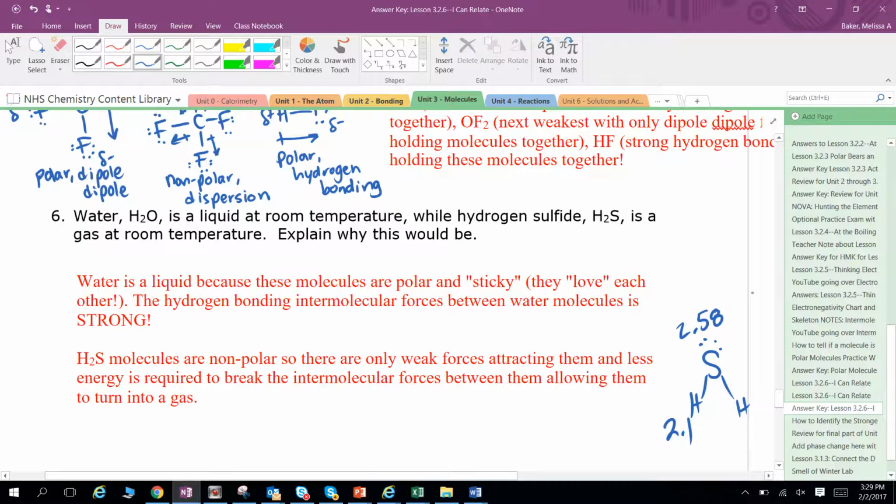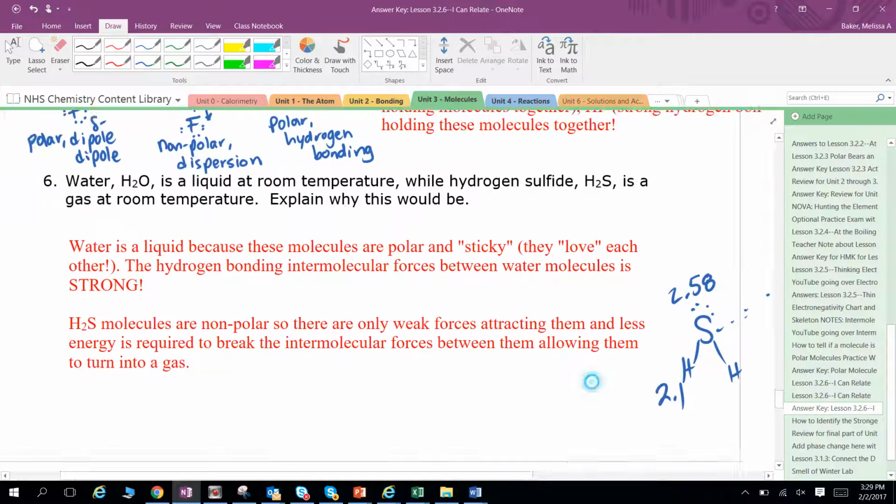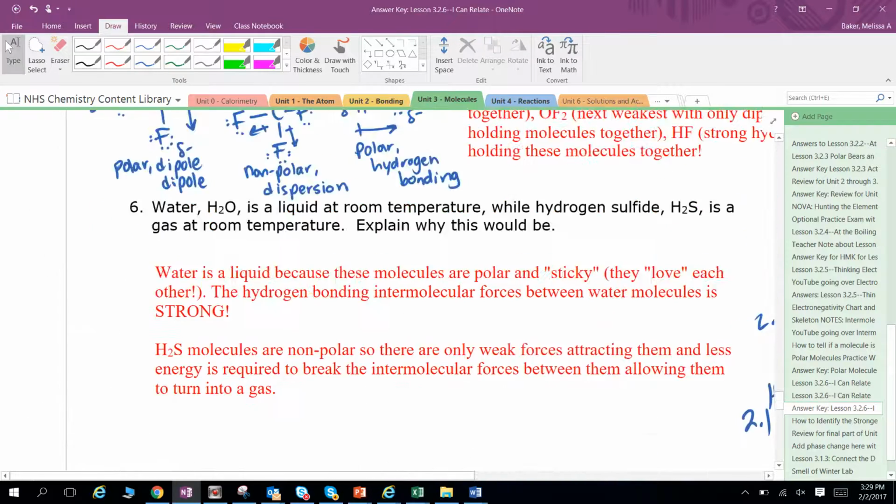So that is why that would be a gas. The forces are not strong holding these together, so it's easy to see why one could fly away from the other one. And that's it.